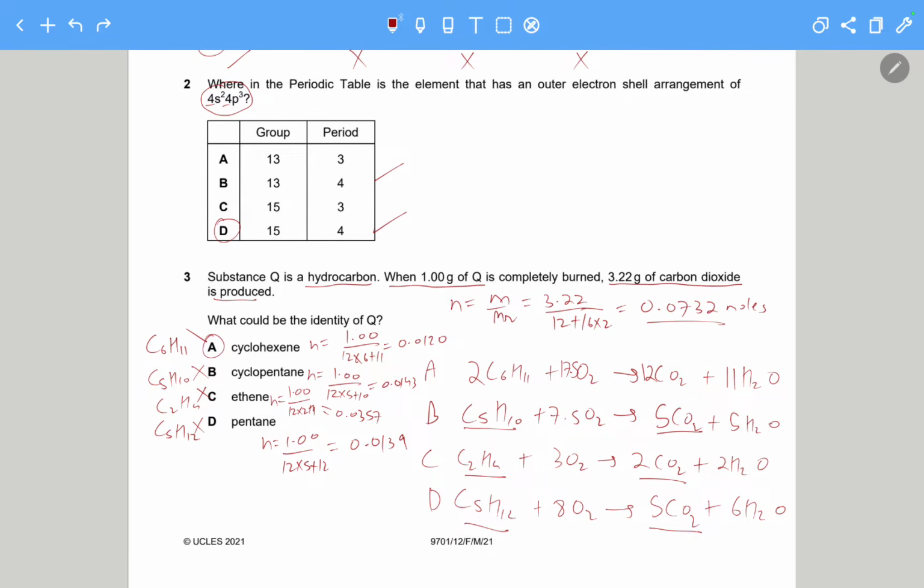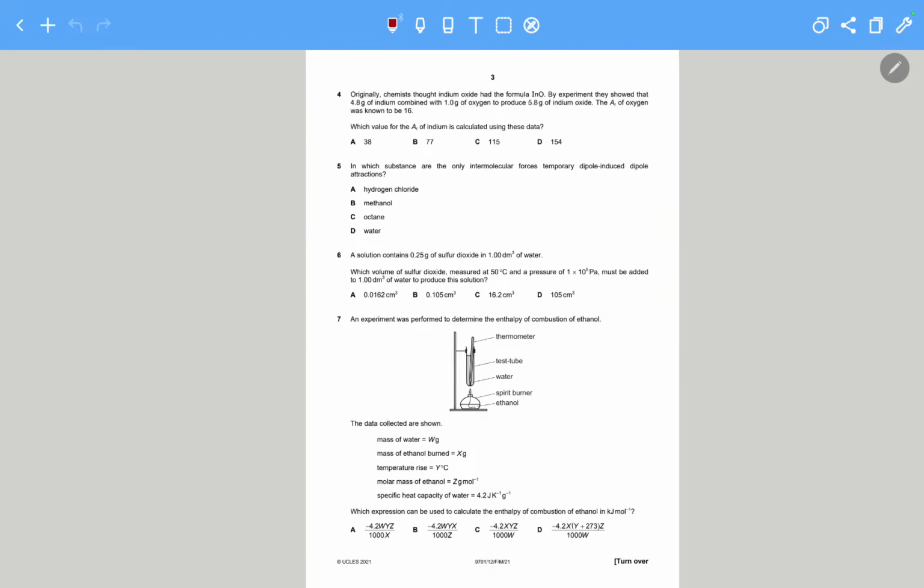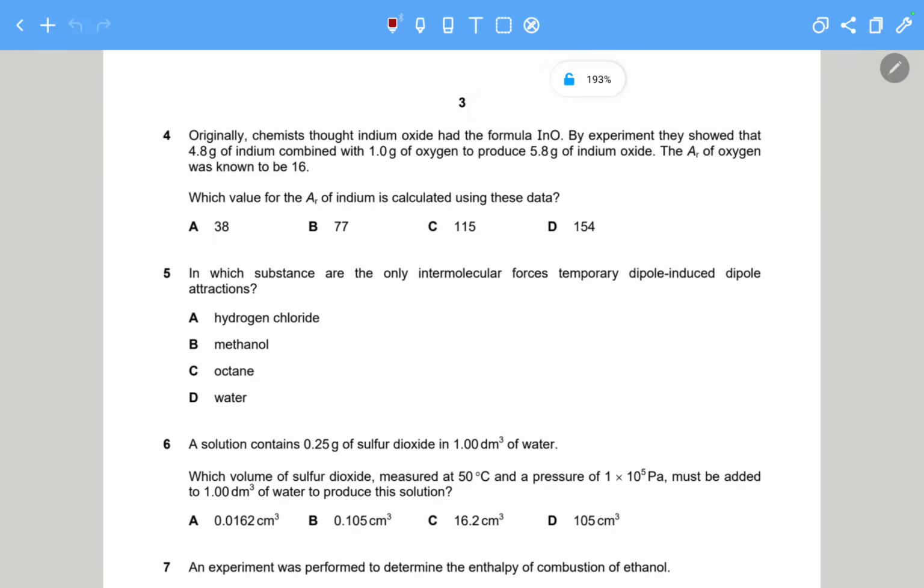And you can see how much there was to do in this question, and that's why it was one of the hardest questions in that paper, but it's not always like this. Now we go to the next question, question 4.